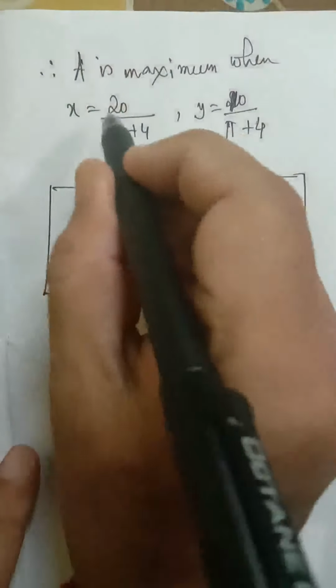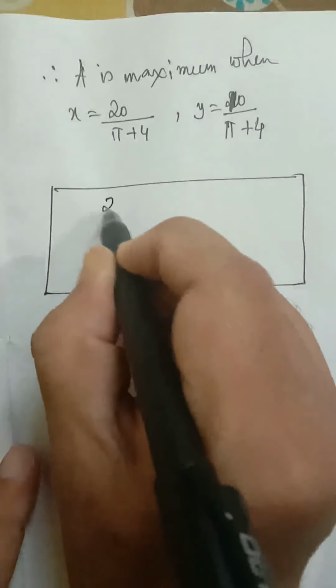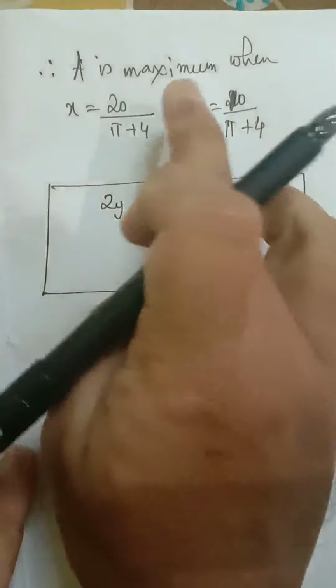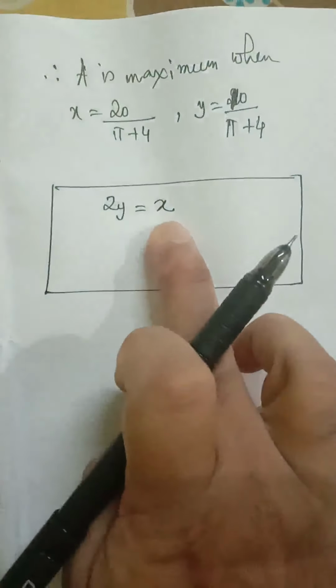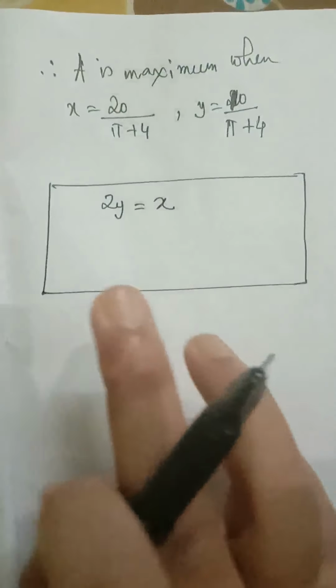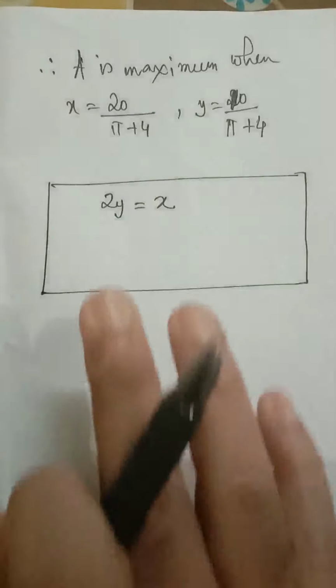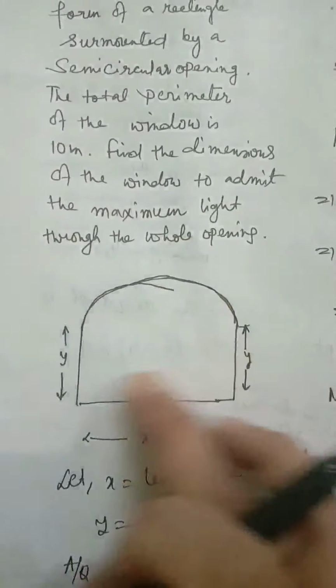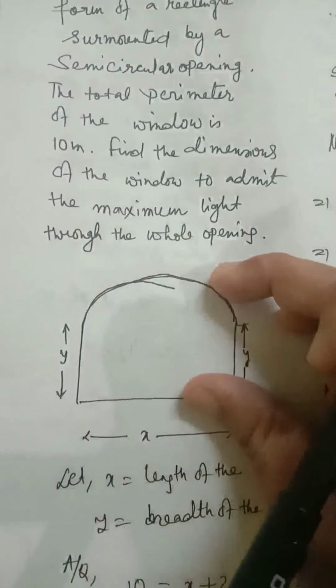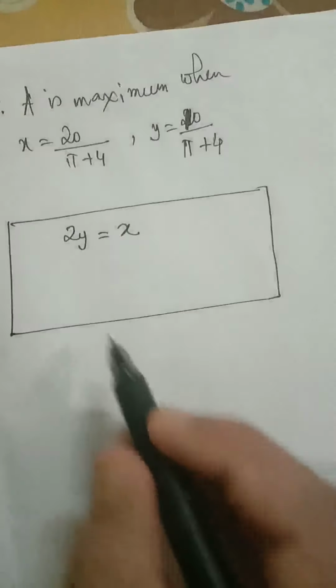Now one thing I want to show here, you can see what is the value of 2y. 2y equals 20 by pi plus 4, which is equal to x. So A is maximum when length of the rectangle equals twice the breadth of the rectangle. The question can be framed in this way also: show that the maximum light will pass through the whole opening when the length of the rectangle equals twice the breadth of the rectangle. That way also the question can be framed.